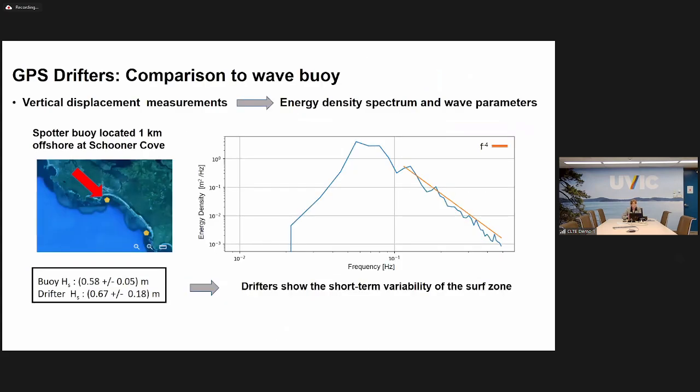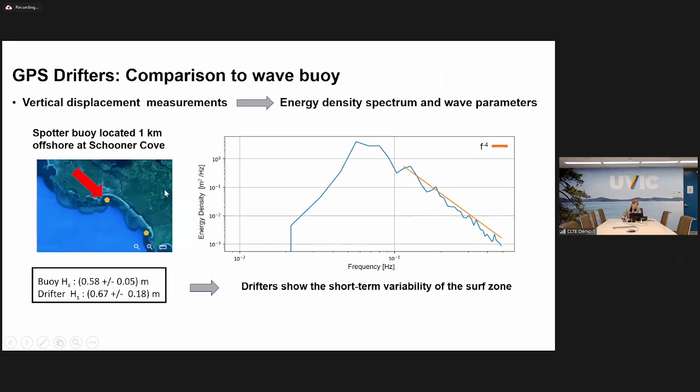So because we get accelerometer measurements, we can get vertical displacement measurements from these wave drifters. And from there, we can calculate a wave energy density spectrum and the corresponding wave parameters. So on this plot here is an example of a wave spectrum from one of those drifters' deployments. And we can see that the high frequency tail of the spectrum follows the f to the -4 slope that we would expect from a wave spectrum.